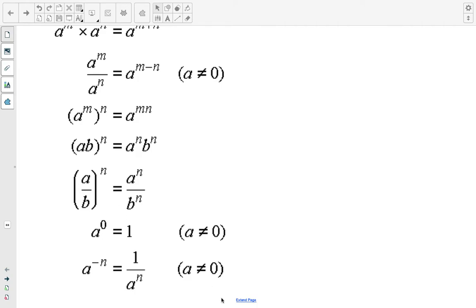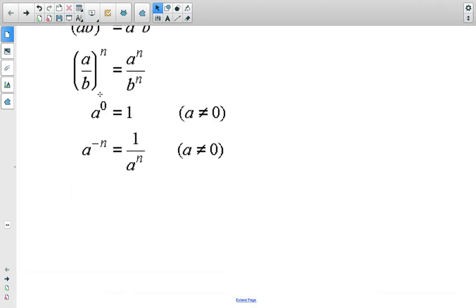Anything to the power of 0 is going to equal 1, as long as a is not equal to 0. And then a to the power of negative n, as long as a is not equal to 0, is going to be 1 over a to the power of n, so we take the reciprocal.